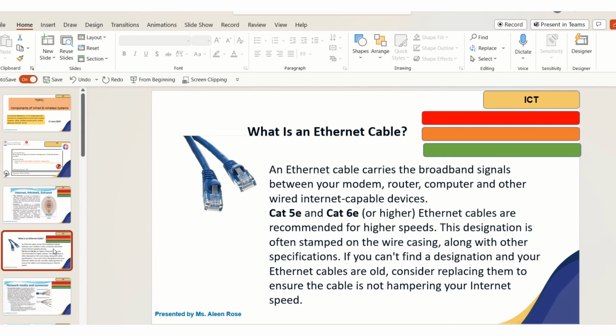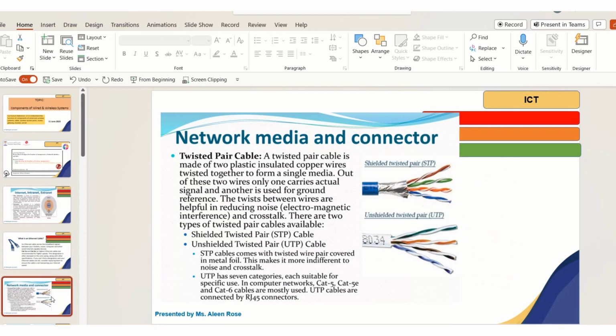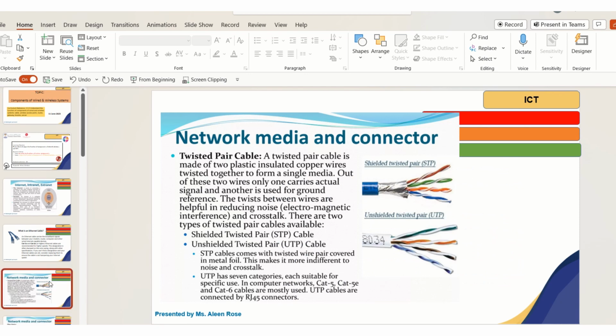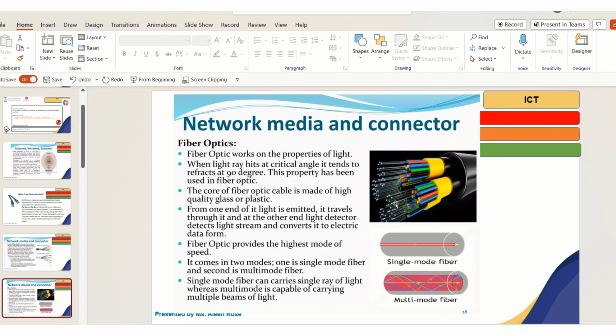Now there are different types of cable. The one is Ethernet cable, as you can see from the picture. This is Ethernet cable. Now we have twisted pair cable like this. You don't have to study this in detail. We have fiber optic cable. You have to read about fiber optic cable. Fiber optic cable works with the help of light, total internal reflection.